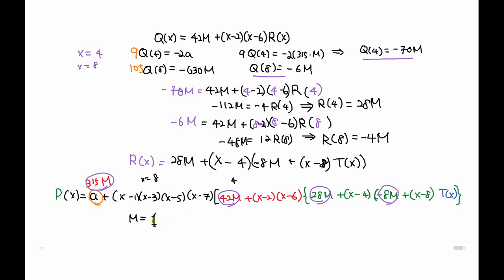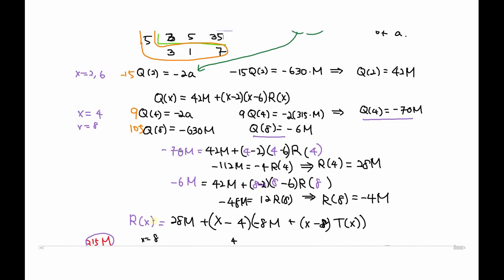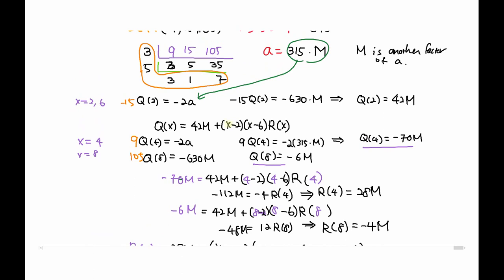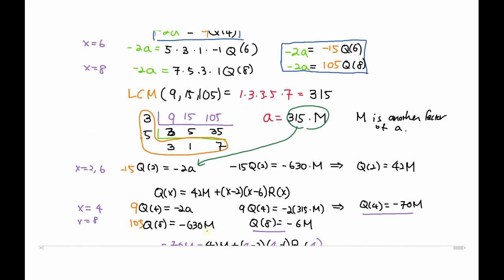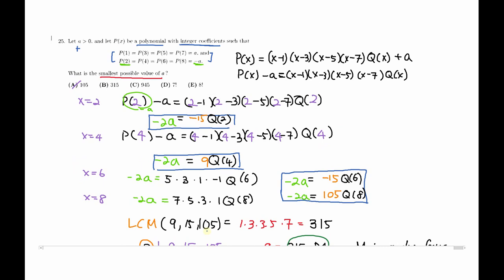Therefore, when m equals 1, let's go back to our a equation. There was 315 times m, right? Over here. Hopefully you can see this. A equals 315n. When m equals 1, our lowest we can have, a is simply 315. And it asks for the smallest possible value of a. Answer has to be 315 here.